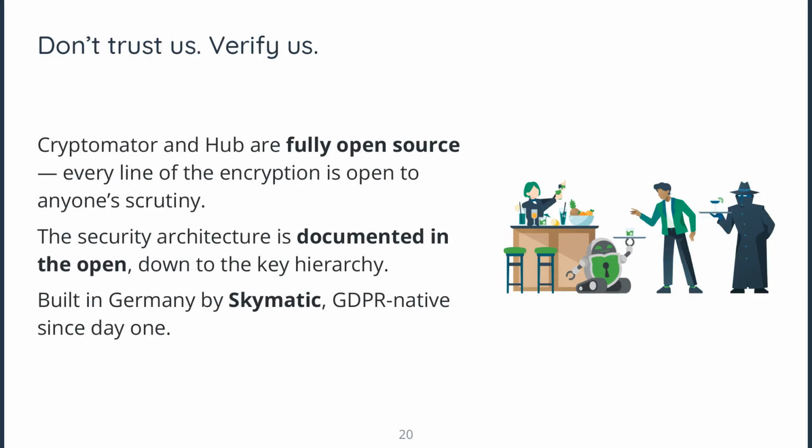I mentioned briefly at the beginning that Cryptomator is open source. Cryptomator Hub is also fully open source. Every line of the encryption is open to scrutiny, and the security architecture is documented publicly down to the key hierarchy and cryptographic primitives that I haven't explained in detail in this video.